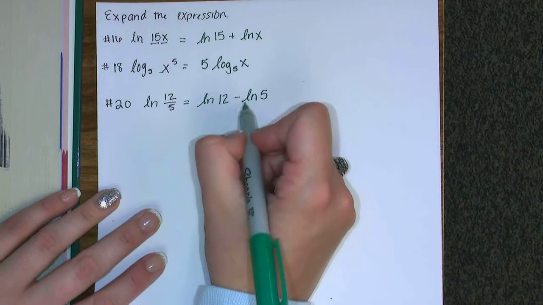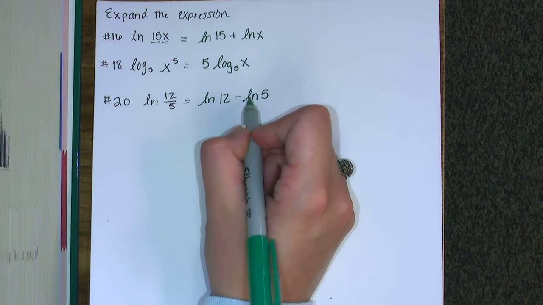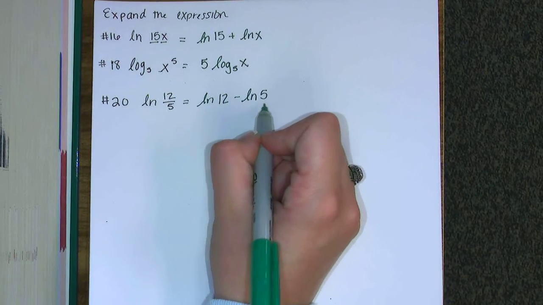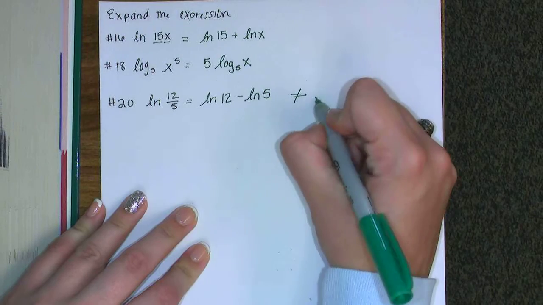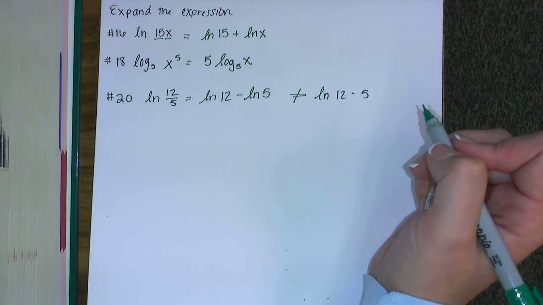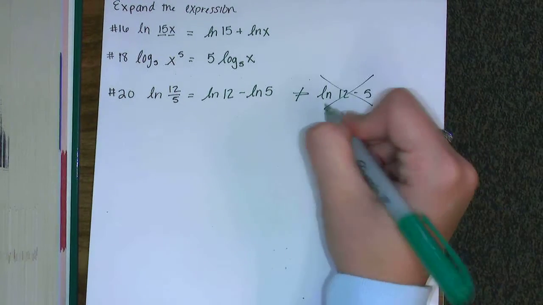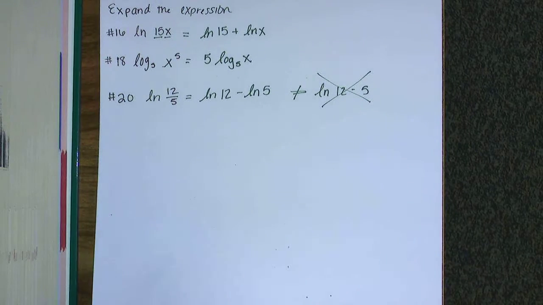And this is something I didn't point out: you have to have this ln or log or whatever it is with every single number. It's not true that this is equal to the ln of 12 minus 5. Those are not the same thing. Don't do that. You have to write it this way, okay? Because I know that's a common mistake that I see when people do these problems.